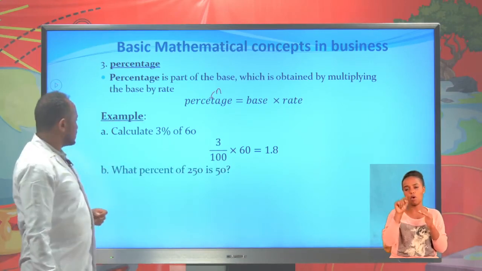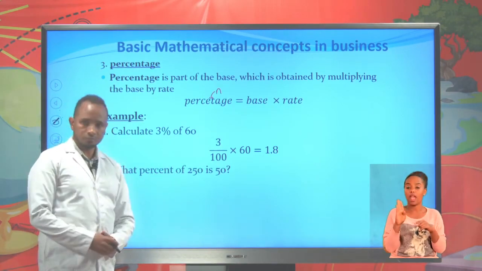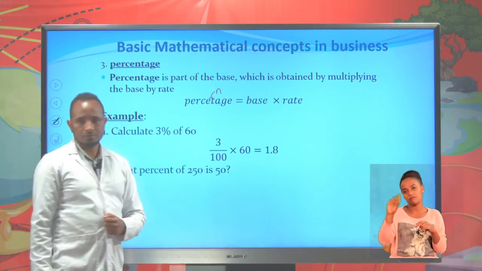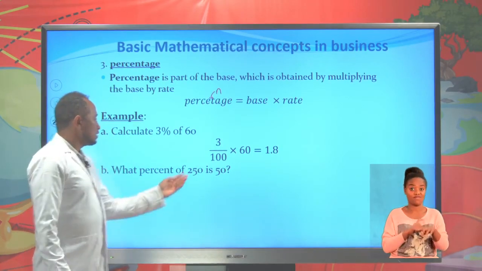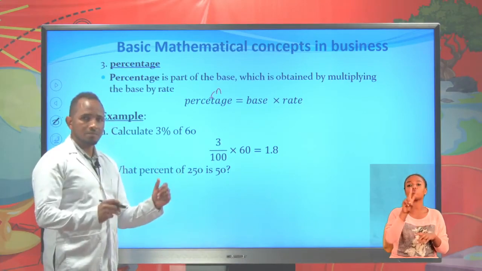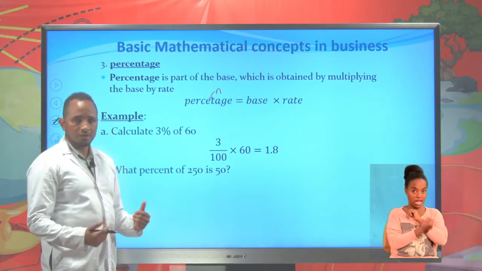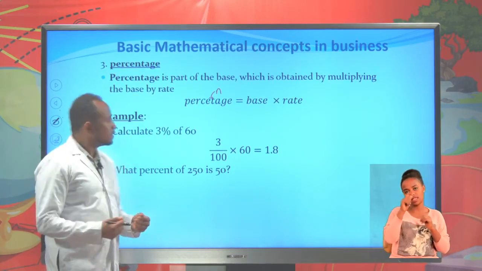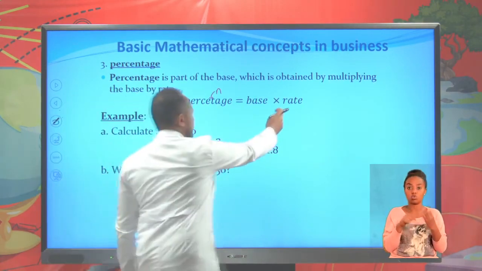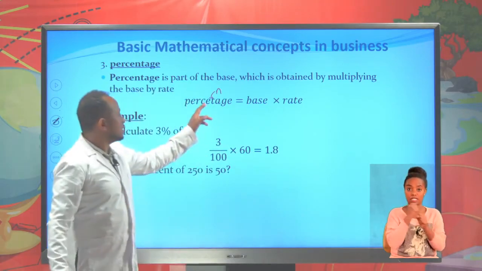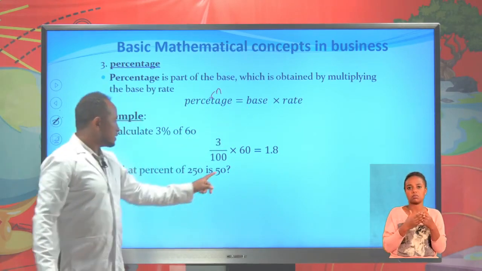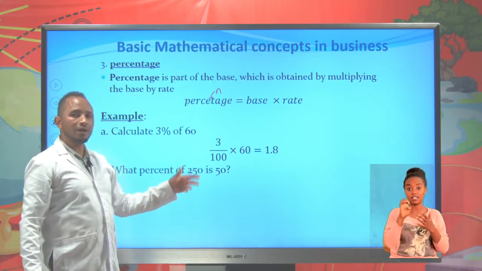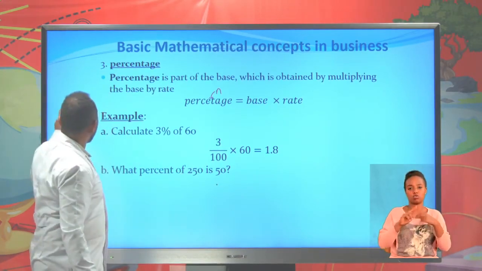Next, B, what percent of 250 is 50? In this case, 250 is the whole part, the base, and 50 is the percentage. We are asked to find the rate. So to calculate the rate, simply you divide the percentage by the base. Since the rate must be expressed in percent, you multiply it by 100%. So you will have this one.